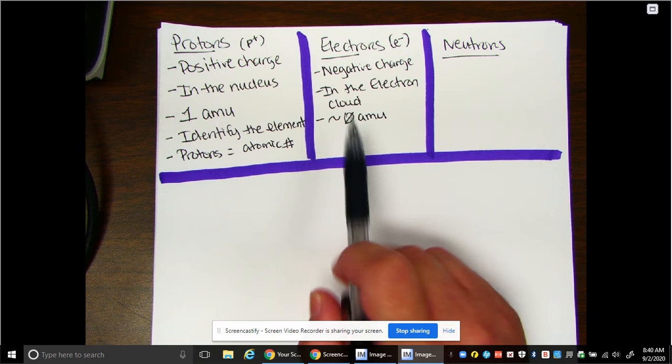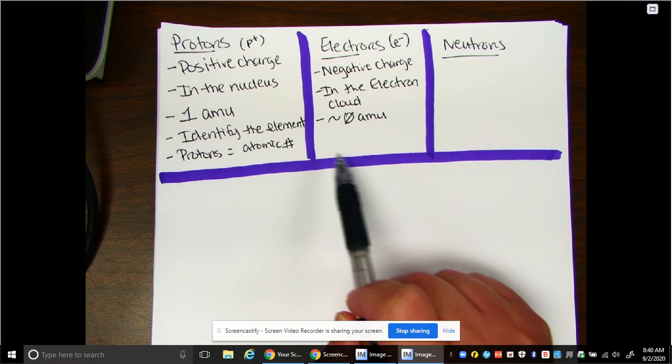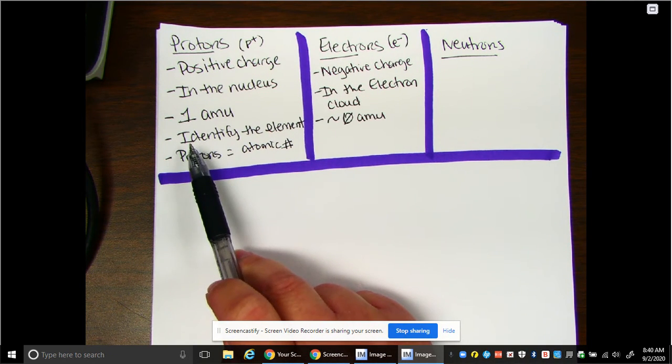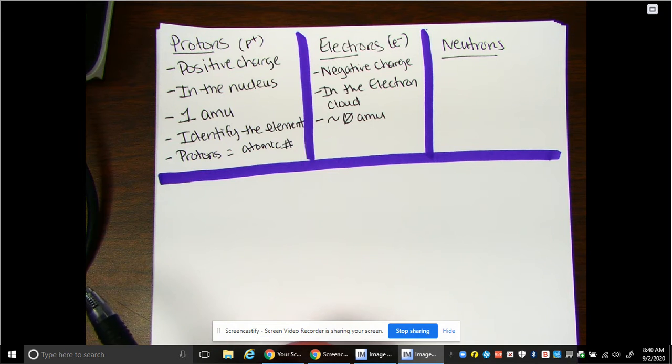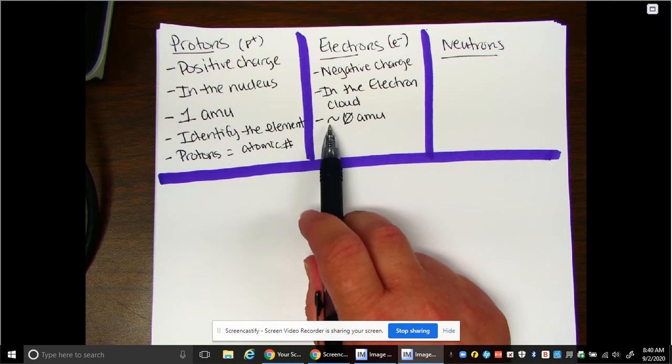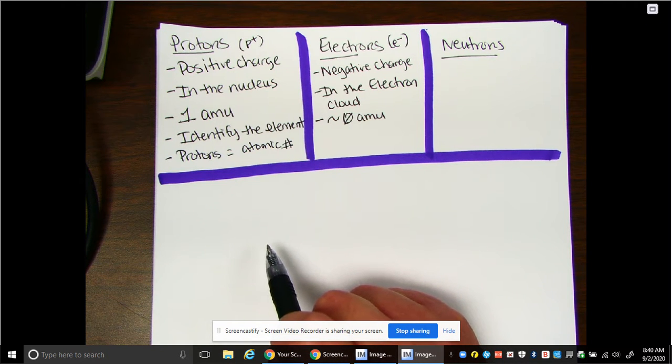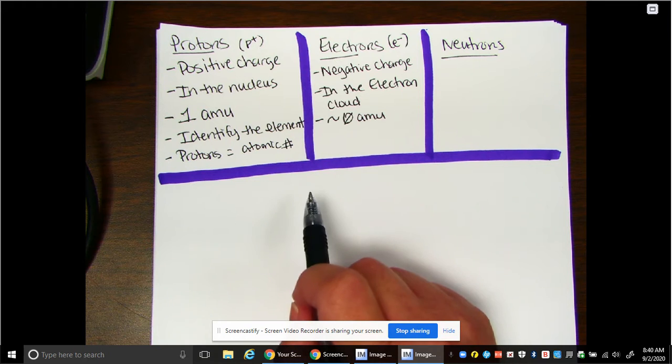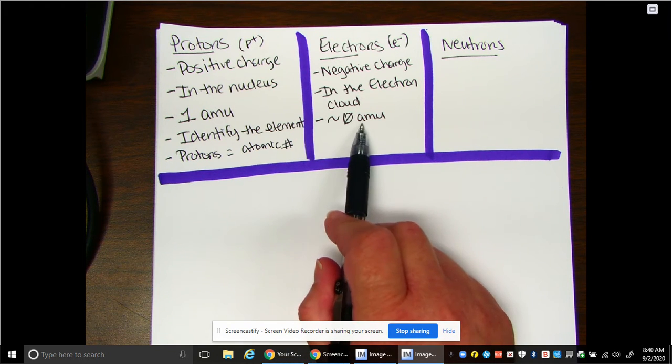You would need something like 1,400 electrons to equal 1 proton, okay? That mass is negligible. We just don't count it. So we say it has 0 AMU. I wrote approximately, but you'll often see 0 AMU or no mass, okay? Remember, AMU, atomic mass unit.